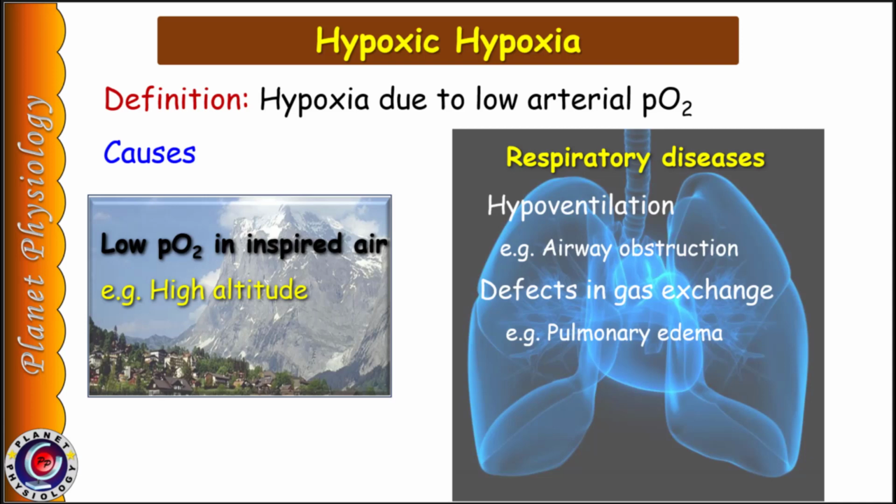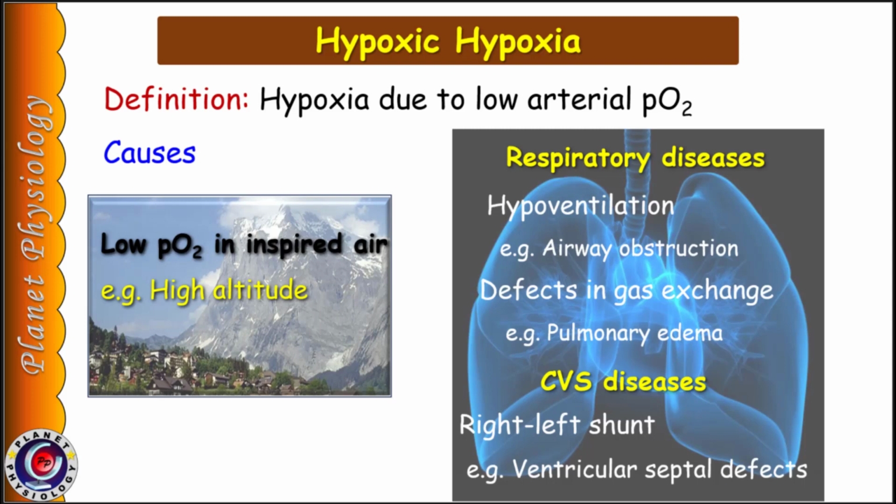Hypoxic hypoxia also results due to right to left shunt, that is veno-arterial shunt, as in case of ventricular septal defects. Here, in later stages of this condition, the right ventricular hypertrophy is developed, and hence the blood is pushed from right to left ventricle, leading to reduction in the arterial PO2.